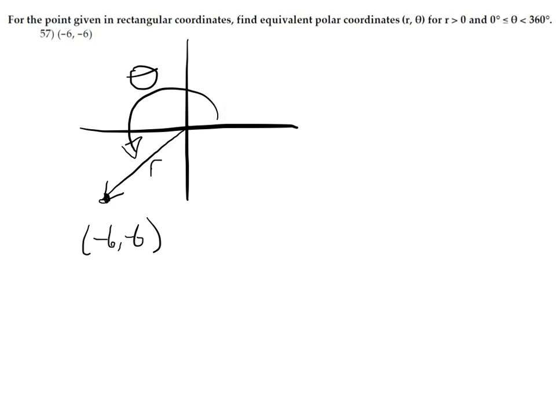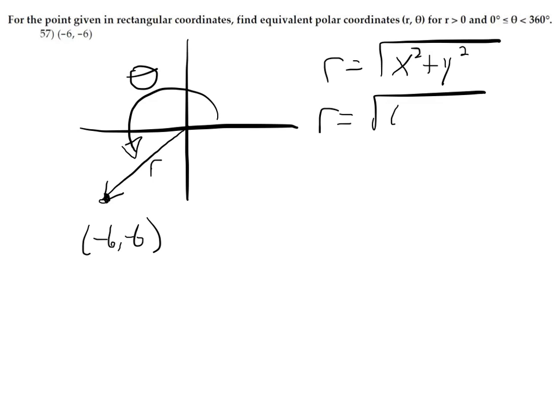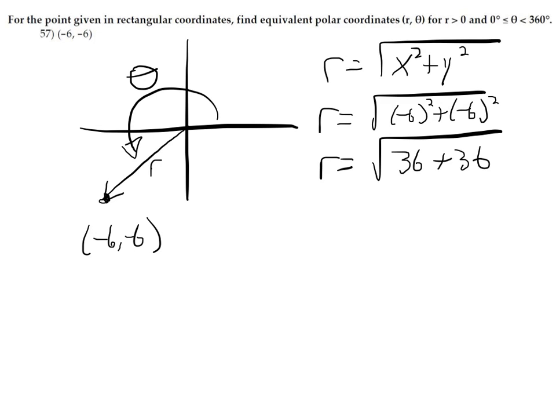Now we have the formulas. r equals the square root of x squared plus y squared. So that'll give us negative 6 squared plus negative 6 squared. That is 36 plus 36, which is 2 times 36, and we can square root 36 and get 6 square root 2. That's r. R is positive, that's what we needed.